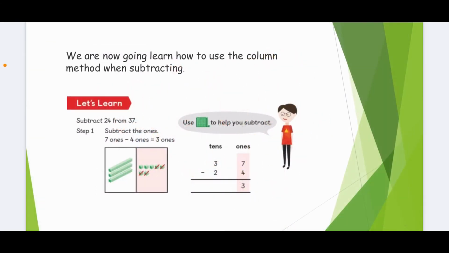So Primary 2-3, that question there was asking you to do 37 take away 24, and we were looking at taking away 24 boys away from a group of 37 children altogether. So you might have used a number line, you might have used concrete materials, you might have used a number square, but now I'm going to show you how you would use something called a column method when subtracting.